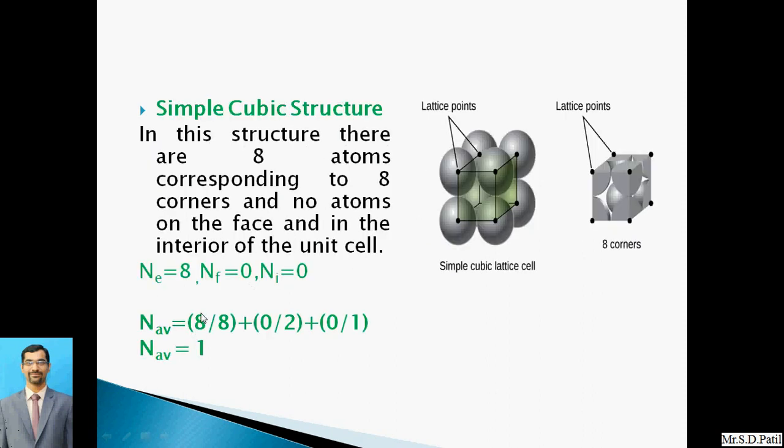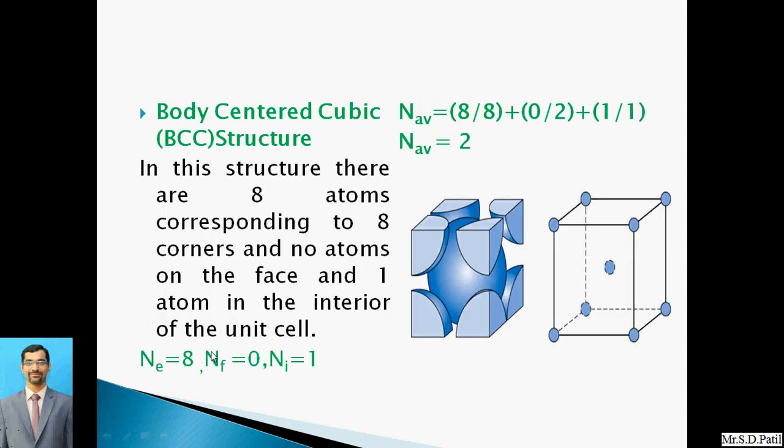So here the number of atoms at the corner is 8, so this term will be 8. Then on the face there is no atom, so this will be 0. Then Ni, the center or interior atom, again there is no interior or center atom, so it will be 0. So when you calculate the average number of atoms per unit cell, this will be 1. So here you can see NaV is equal to 1.